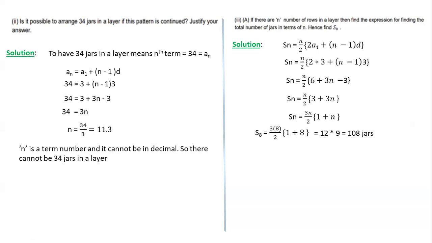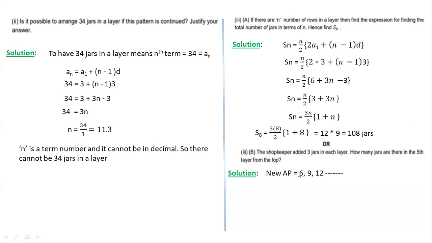which have been displayed. Now let's go to the B bit, that is the OR option. The shopkeeper added 3 jars in each layer. You know, what he had done first, he had only 3 jars at the top, then 6, then 9. Now he is going to add 3 jars everywhere. So when he adds 3 jars, our new progression will be 6, 9, 12. Instead of 3, 6, 9, it has become 6, 9, 12. Okay, adding 3 in each layer.